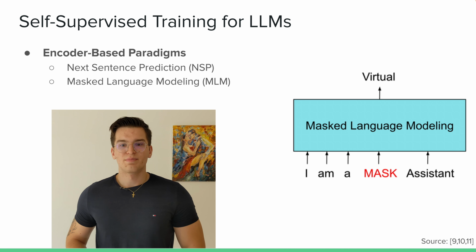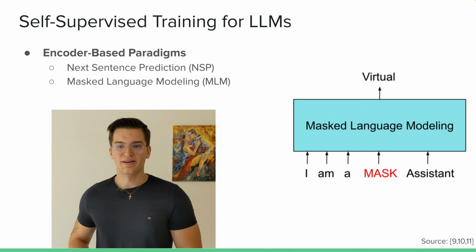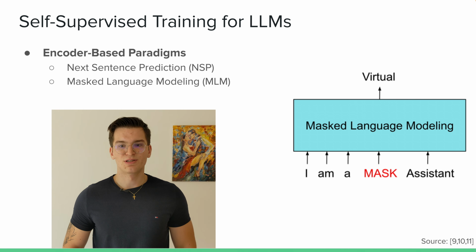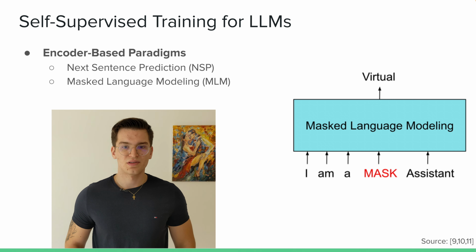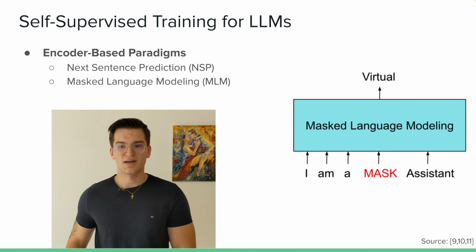So let's now discuss the self-supervised training paradigms used in large language models. Self-supervised pre-training is a core technique in large language models, where models learn patterns from unlabeled data. And for each of the different architectures, there are different types of paradigms that we use. So let's get started with each of them. For encoder-based paradigms, two common methods are next sentence prediction and masked language modeling. With MLM, the model learns by predicting missing words in a sentence, which is a key component of models like BERT. See in the right image how the model predicts the mask as virtual.